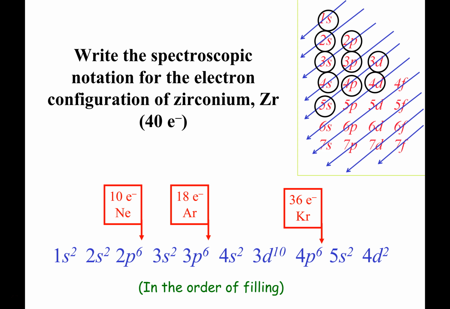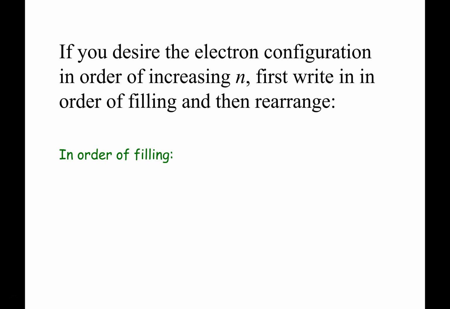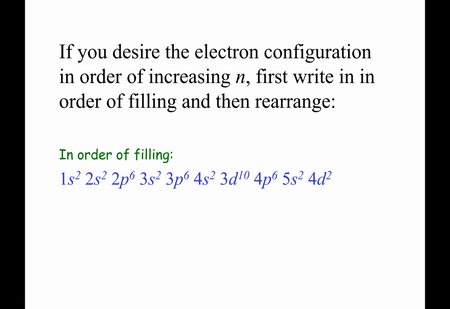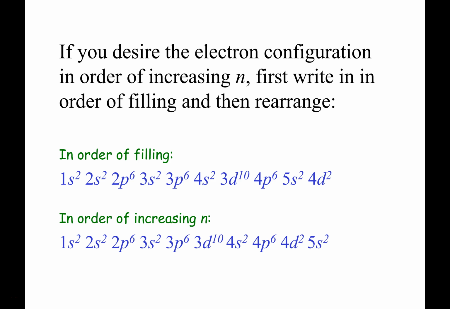So sometimes it's nice to rearrange this from order of filling to the order of increasing n. So this right here is exactly what you had on the bottom of the previous slide. If I go ahead and unscramble them in the order of increasing n, this is what they look like. These are the same electron configurations, I've just relocated subshells in their order. So this actually emphasizes that 5s is the highest subshell with electrons. There are 2 there. So those would be our valence electrons.